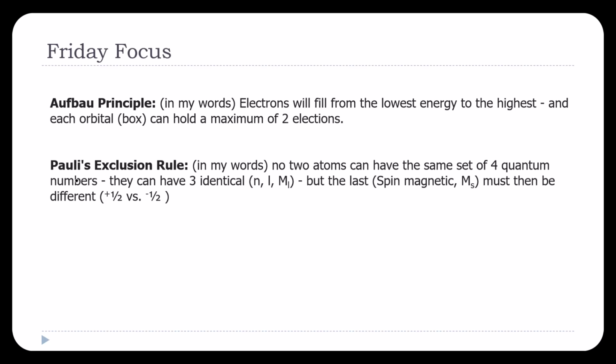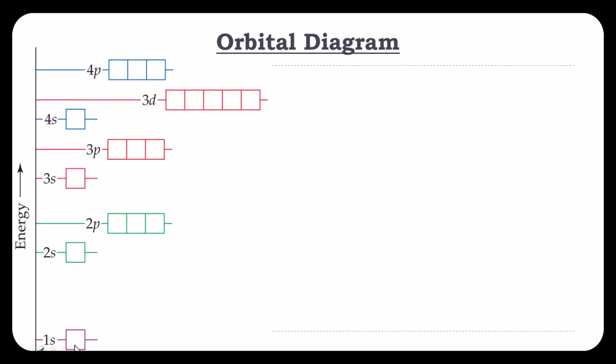The best way to illustrate this is just to look at an example. I'm going to fill up this orbital diagram and talk about some electrons.